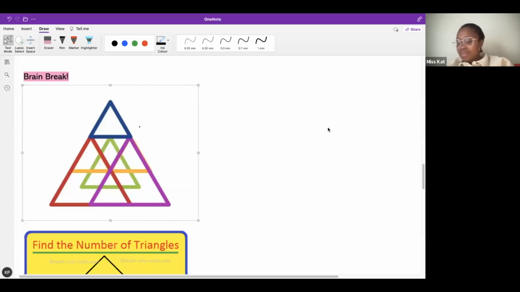Okay, let's count our triangles. So there's one big triangle. Everyone has consensus. That's the first one. And then we have the blue one that's at the top. That's number 2. They color coded them for us, guys. And then we have the red one. That's 3. And then we have the purple one. That's 4. And then there's a yellow one. It goes from there to there to there. I'm losing count.